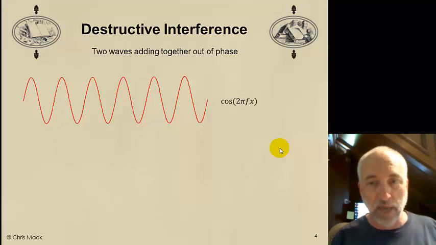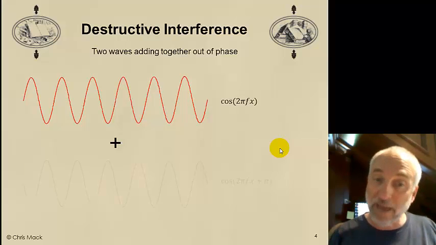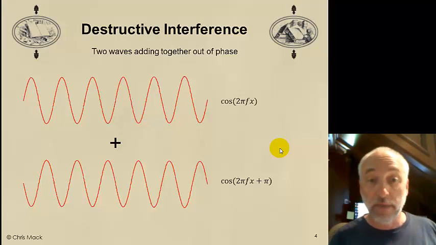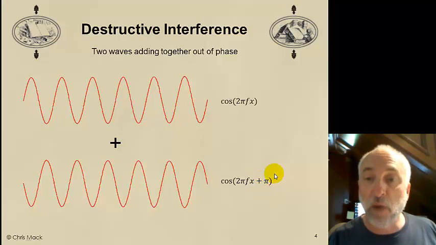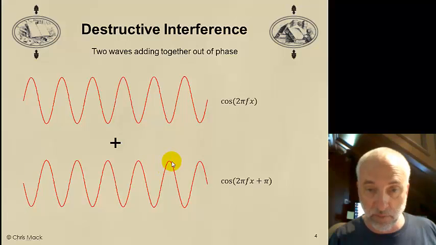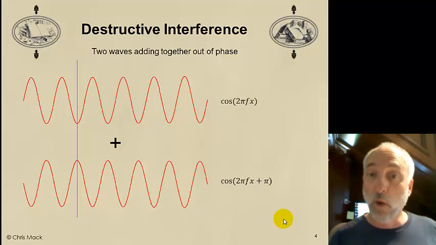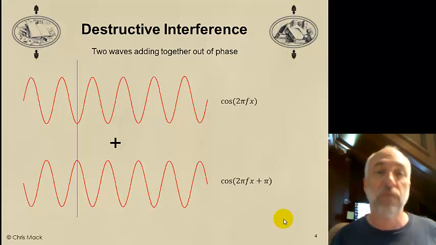So I'm going to take this wave that we saw just a moment ago and add to it an identical wave that has been shifted in phase by half of a wavelength. That is, shifted in phase by pi. So mathematically, I have the same cosine with the same frequency, but I add a phase shift of pi. Pi is the same as 180 degrees, which is half of a cycle, or half of a wavelength in terms of the distance from peak to peak. And sure enough, when I look at the trough of one wave, I see that it lines up with the peak of the other wave.